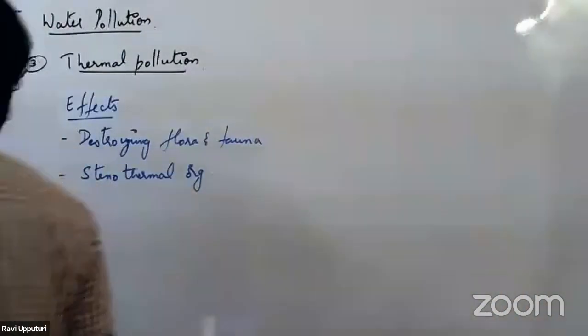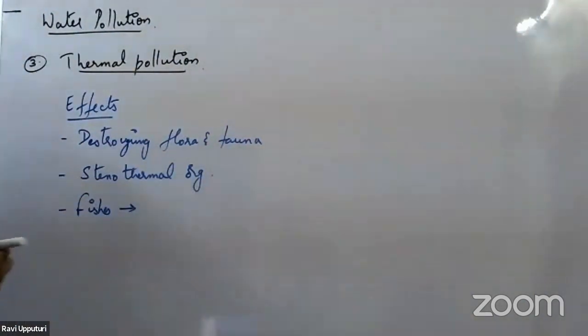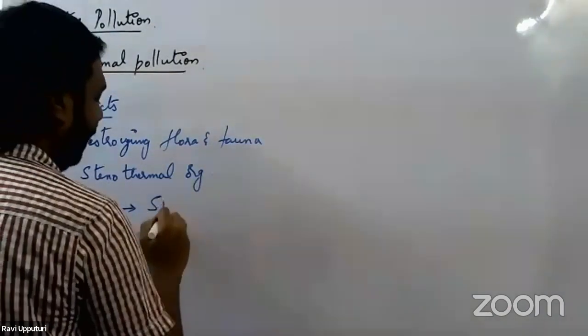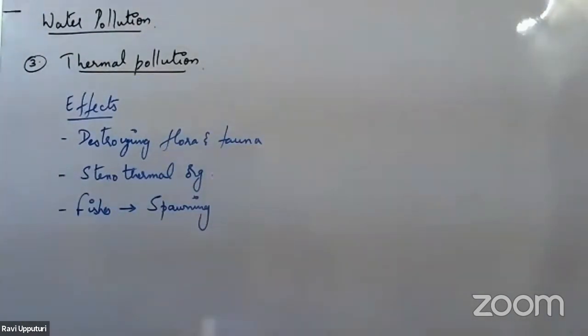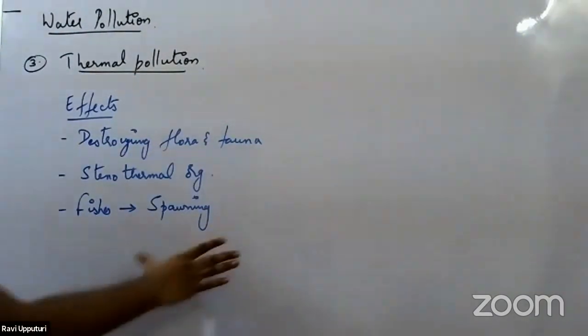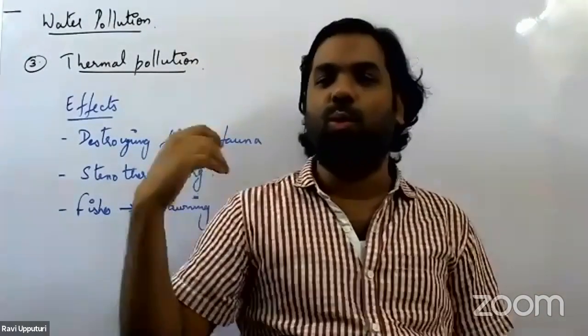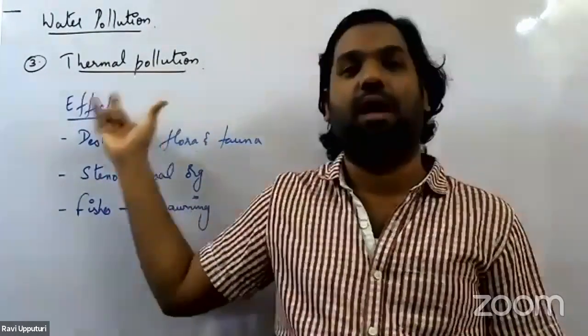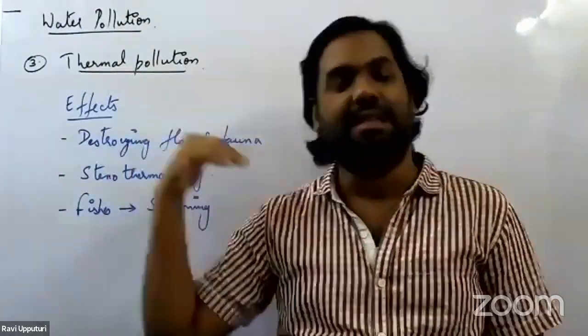Third effect that is seen is with regard to the fishes. The process of spawning in fishes is affected. We know what we mean by spawning, right? Spawning is nothing but the process of breeding. So the breeding in these organisms would be highly affected, and also the hatching of the eggs would be affected. So the process of breeding, laying eggs, as well as hatching of the eggs would be affected because of this thermal pollution. As a result, the mortality rate in fishes will drastically increase.